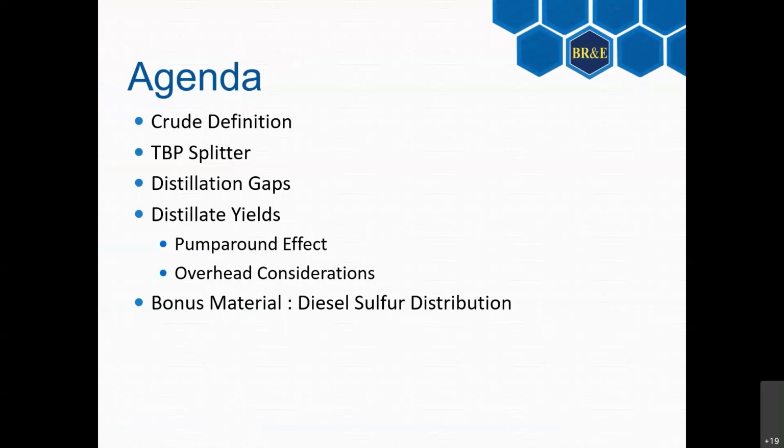So we'll take a look at how to define an oil, or in this case, we'll be looking at crude distillation. And then we'll be taking a look at potential yields from a crude and how to determine what those are. So TPP splitters will be used. That's one tool that we offer in ProMax. And then we'll take a look at distillation gaps, distillation yields. Specifically, in this case study, it will be for distillate.